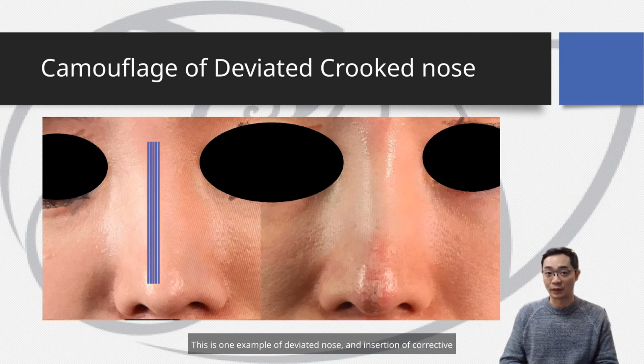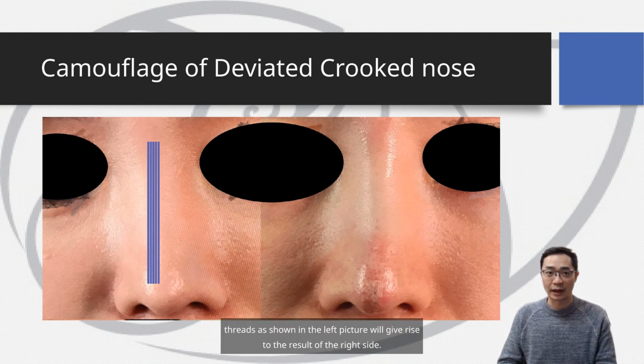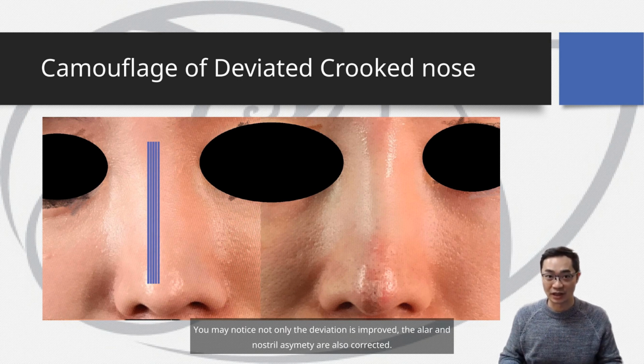This is one example of a deviated nose, and insertion of corrective threads as shown in the left picture will give rise to the result on the right side. You may notice not only the deviation is improved, the alar and nostril asymmetry are also corrected.